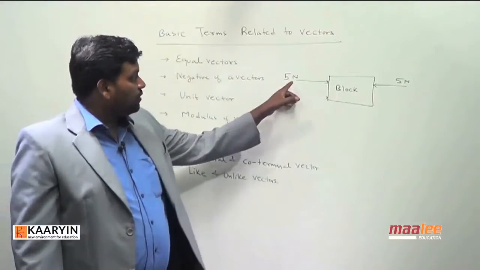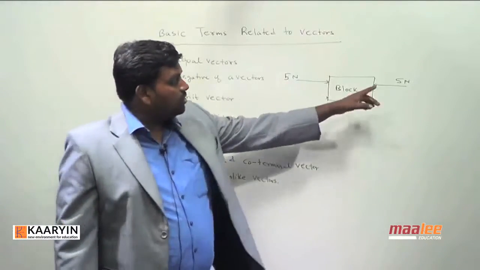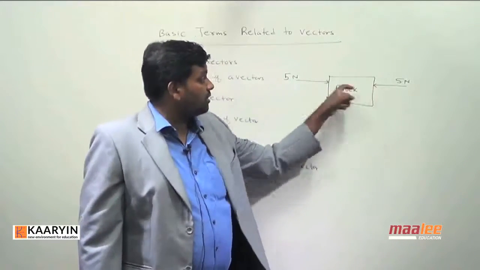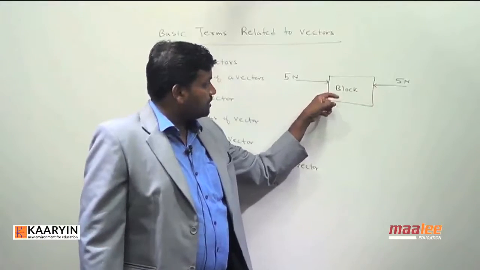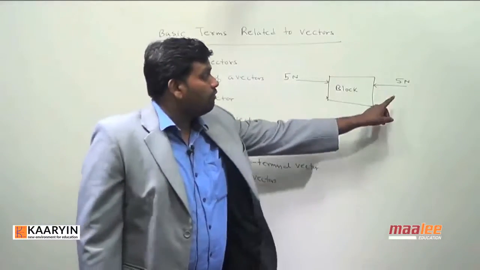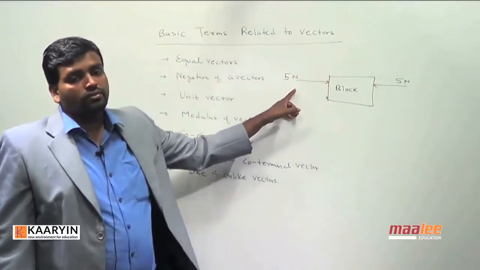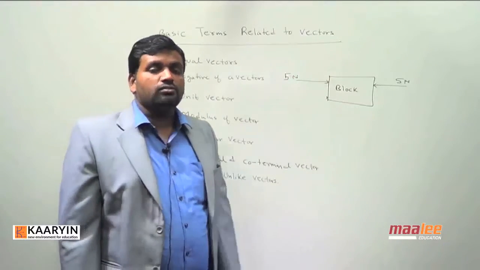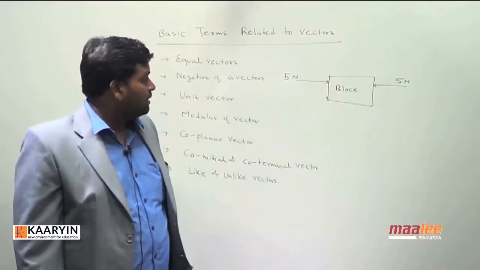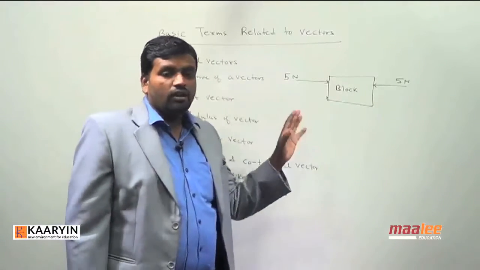So see, how much force are you applying? 5. How much is your friend applying? 5. Magnitude same, 5, 5, but direction of your force is this side, direction of your friend's force is this side. So we will say your force is negative vector of your friend's force. So the vectors which are having same magnitude but opposite direction, that are known as negative of a vector.